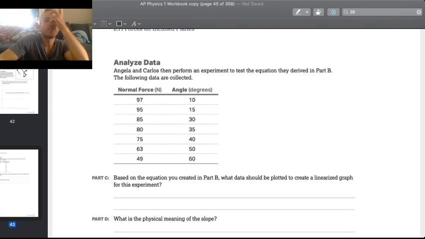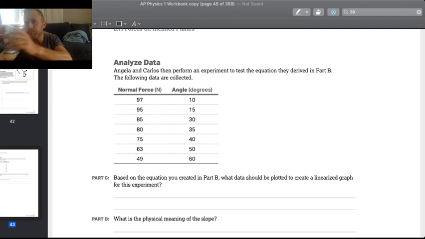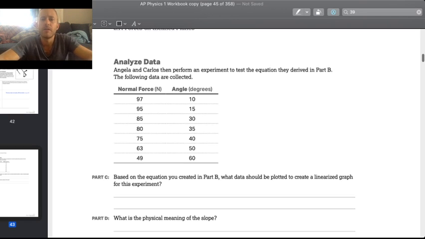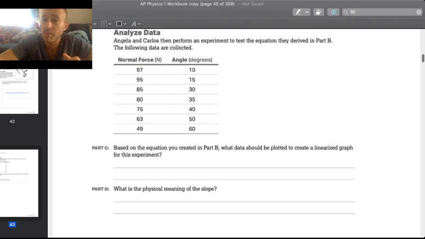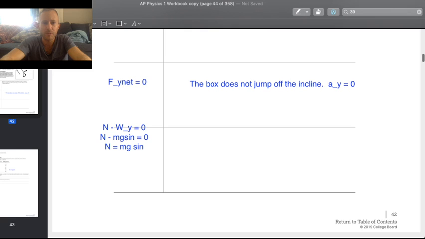Angela and Carlos then performed an experiment to test the equation they derived in part B. The following data are collected. Based on the equation you created in part B, what data should be plotted to create a linearized graph for this experiment? So basically we have normal force equals mg sine theta. Or what did I say? I totally goofed here. I'm sorry, you guys. The vertical part, this should have been mg cosine.